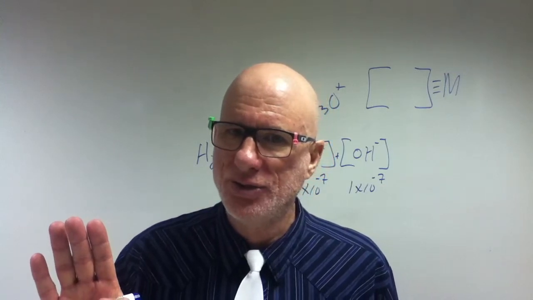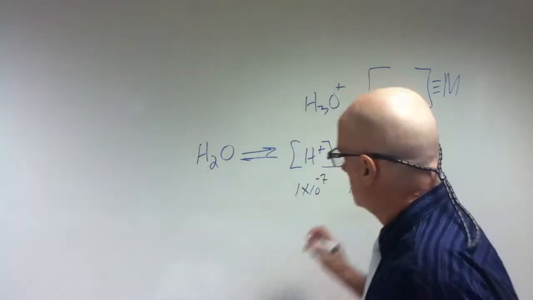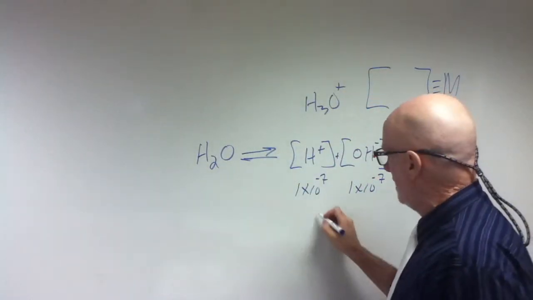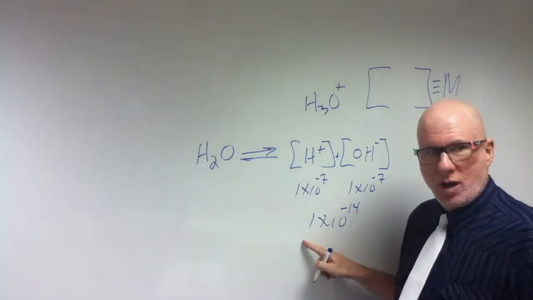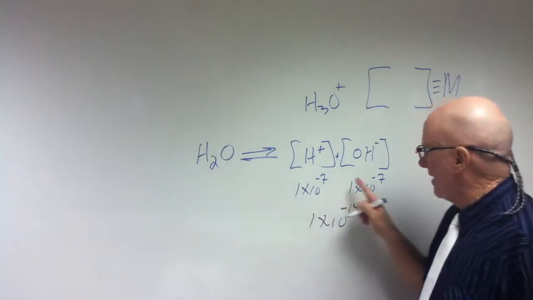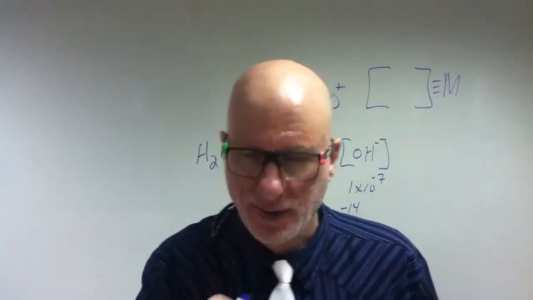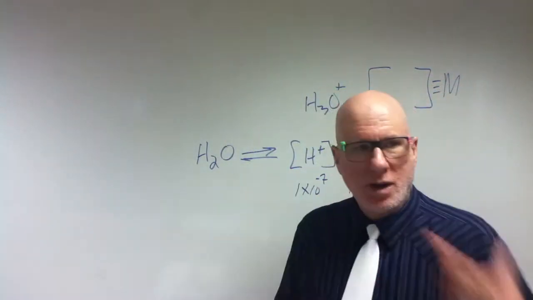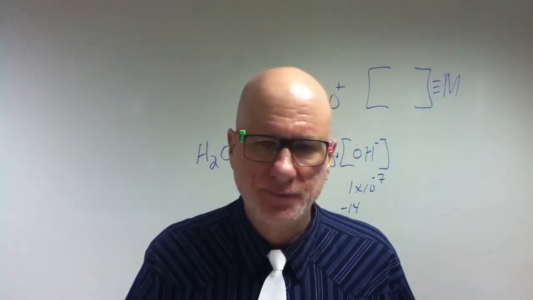What word did I just use? The C word? Constants. You get a constant value if I multiply these together of 1 times 10 to the -14. 1 times 1 is 1. 10 to the -7 times 10 to the -7 is 10 to the -14. Are you okay with that? Okay, good.